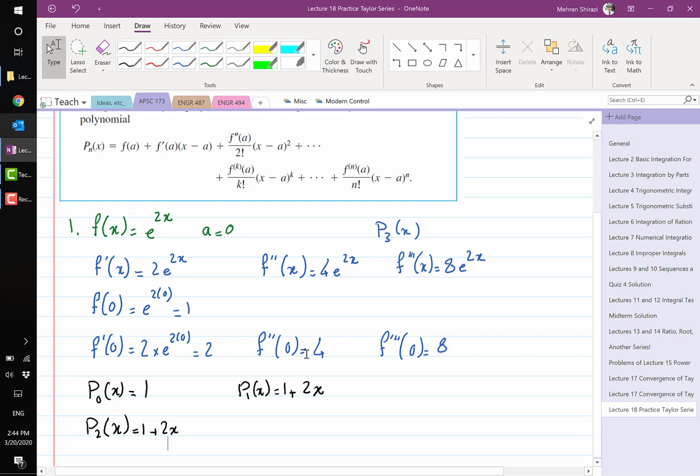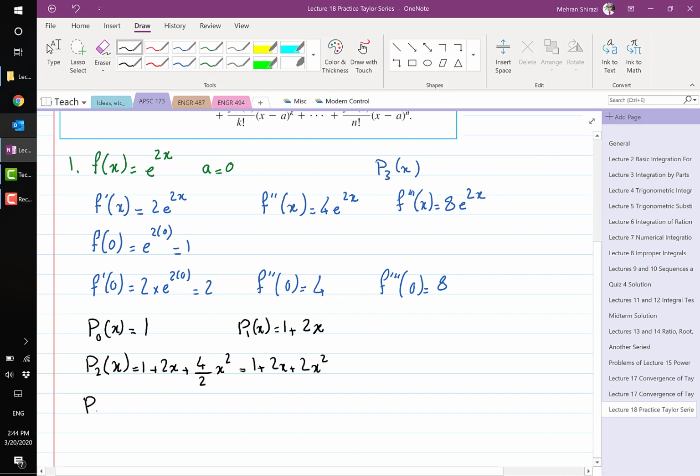The second derivative of f at 0 is 4. But we should divide 4 by 2 factorial. 2 factorial is 2. What else? We have x minus a to the power of 2. A is 0, so we have x to the power of 2. Or you can write this as 1 plus 2x plus 2x squared.